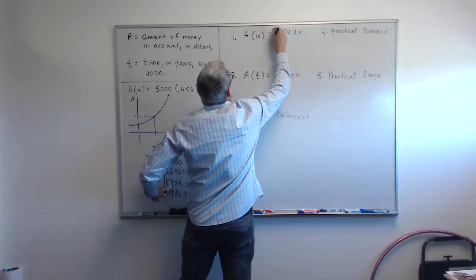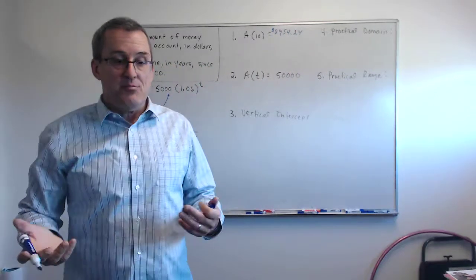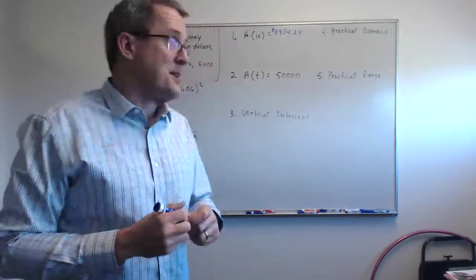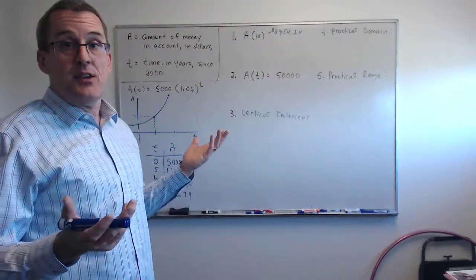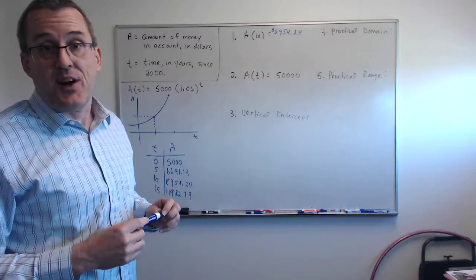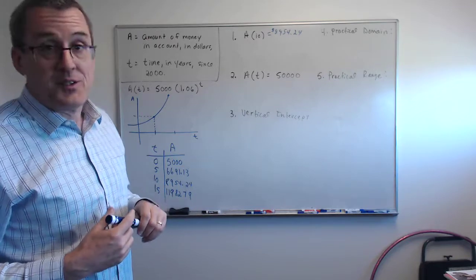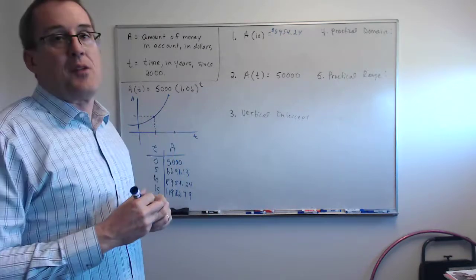$8,954.24. And if we had to, and you will, had to explain what this means, we would say something like, after 10 years since I deposited $5,000 into this account, 10 years later there would be $8,954.24 if I was to withdraw the money at that moment.